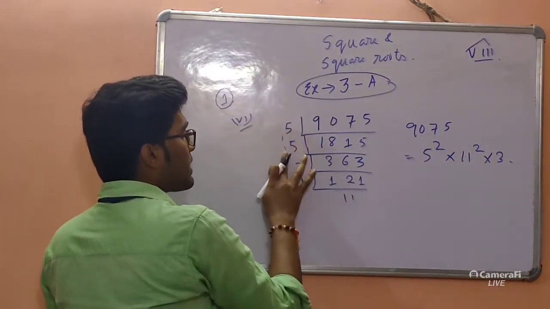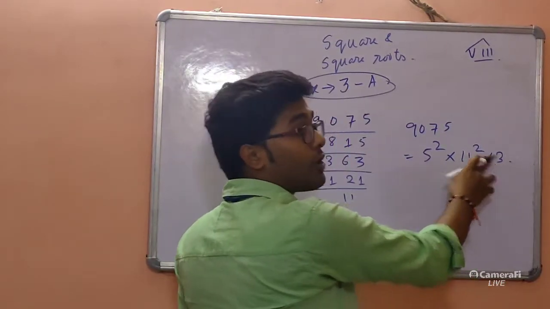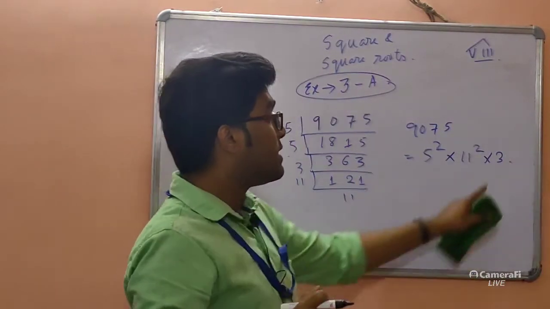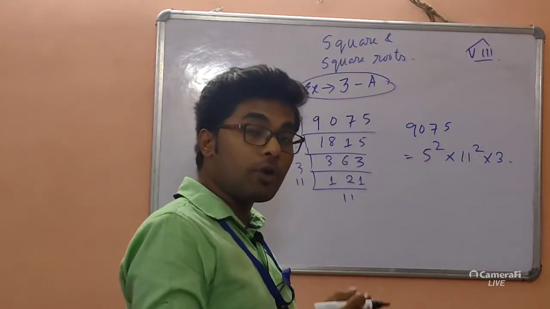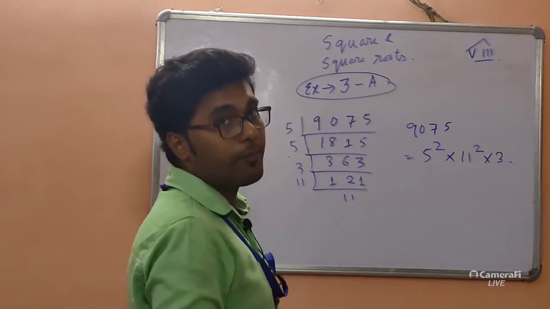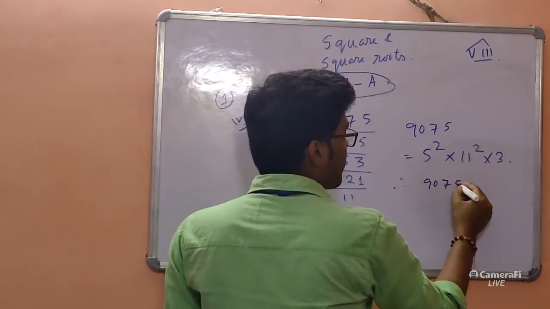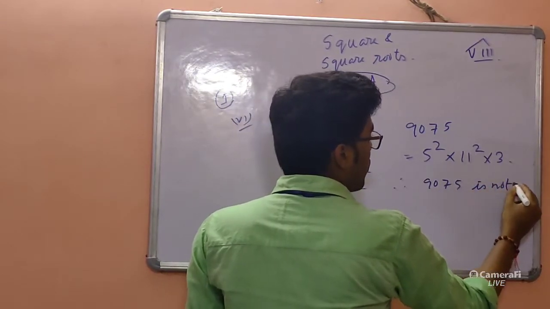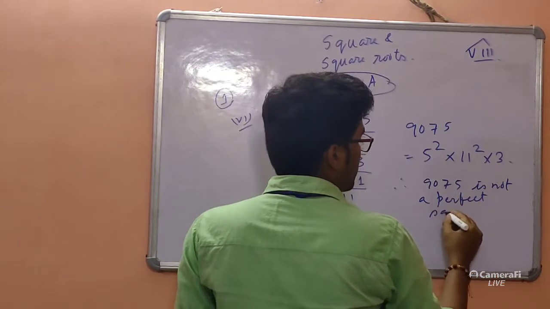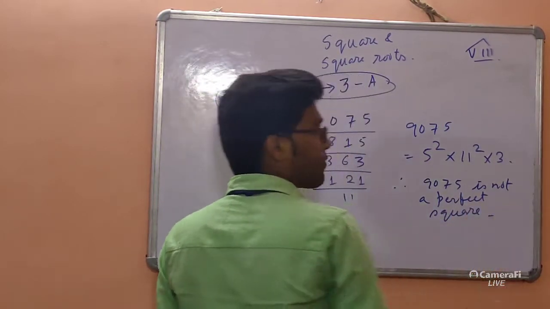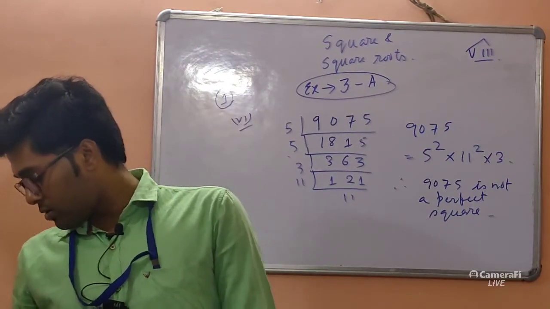Clear? Now this is a perfect square, this is a perfect square, but here we could not find a square, right? See, it is not a perfect square, therefore 9075 will also not be a perfect square. Okay? So therefore what we will write? Therefore 9075 is not a perfect square. Okay? Similarly, one more we can do from here.